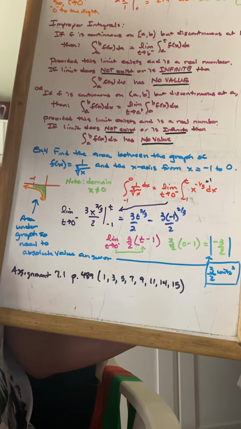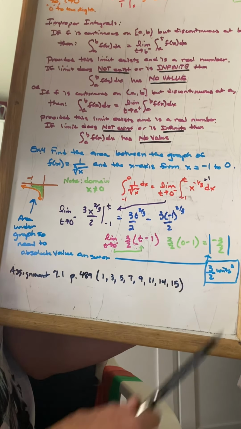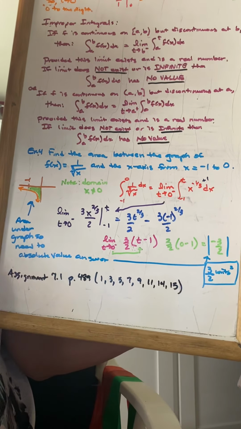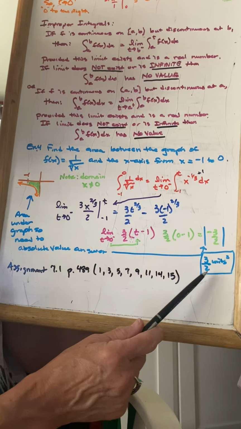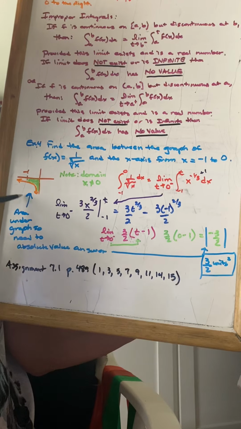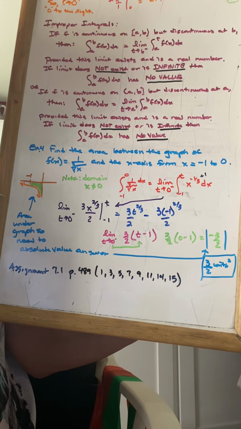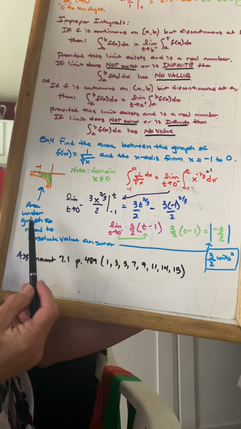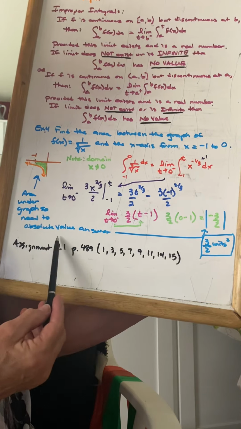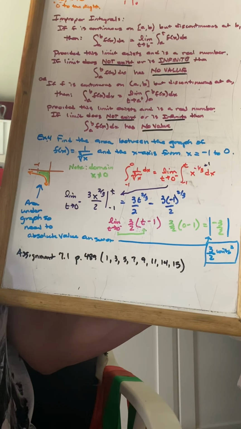But I have a question. Were we trying to find the area? Can you have negative area? No, you can't. So you always absolute value your answer, or if it's under the x-axis to start with, it's always going to be a negative, and you have to make it the opposite. Okay, so area under the graph needs to be absolute valued in the answer. So positive 3/2 units squared.